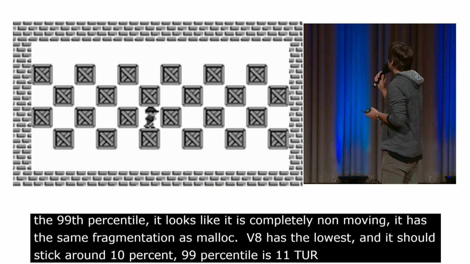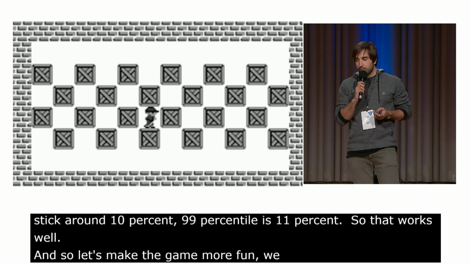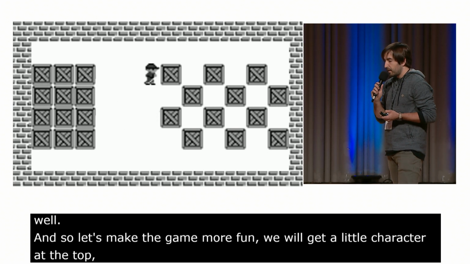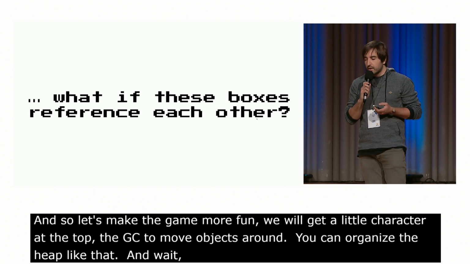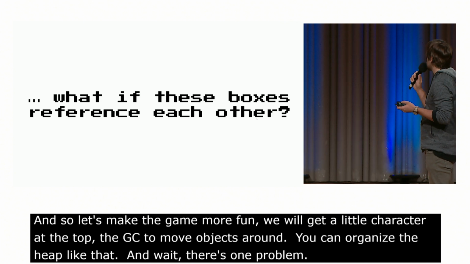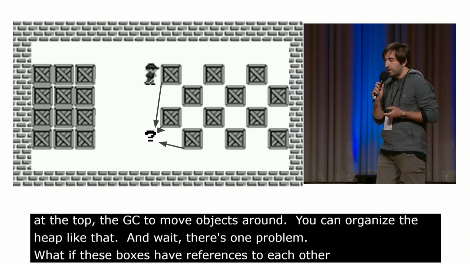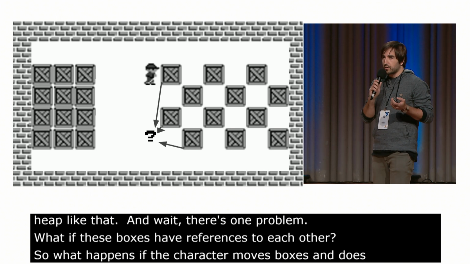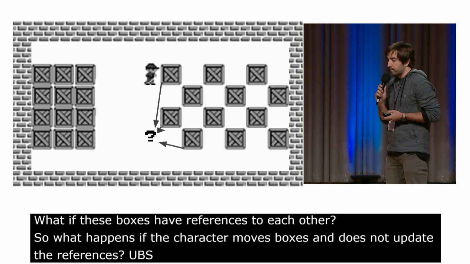Okay, let's make the game a bit more fun. Let's get a little character that helps us. That's obviously the GC, who can move objects around. And you can organize your heap like that. But wait, there's one problem. What if these boxes have references to each other? So what happens if the character moves boxes and doesn't update the references? Obviously, you're going to crash because you are going to access memory that is maybe used by some other object by now.